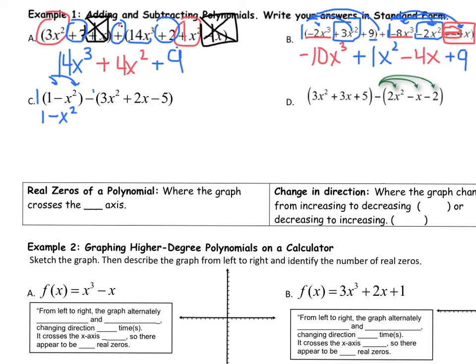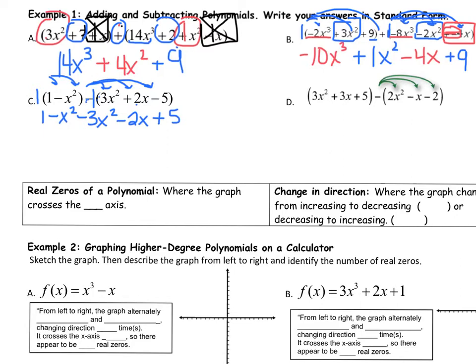If I were to distribute this negative 1 to everything inside, what it's going to do is change the sign on all of those, because negative 1 times positive 3 is negative 3x squared. Negative 1 times positive 2 is negative 2x. And negative 1 times negative 5 is positive 5. So you can see all the signs switched from positive 3 to negative 3, positive 2x to negative 2x, and negative 5 to positive 5.